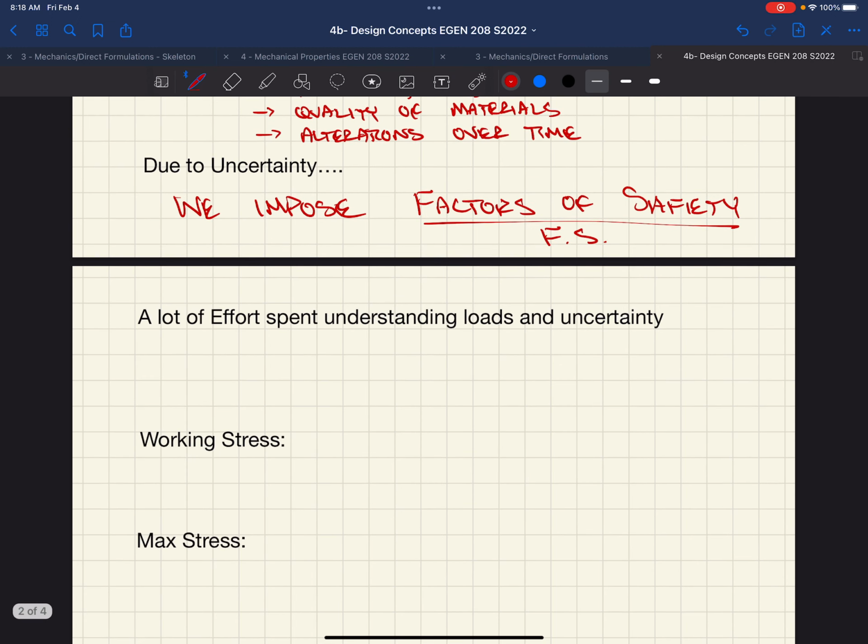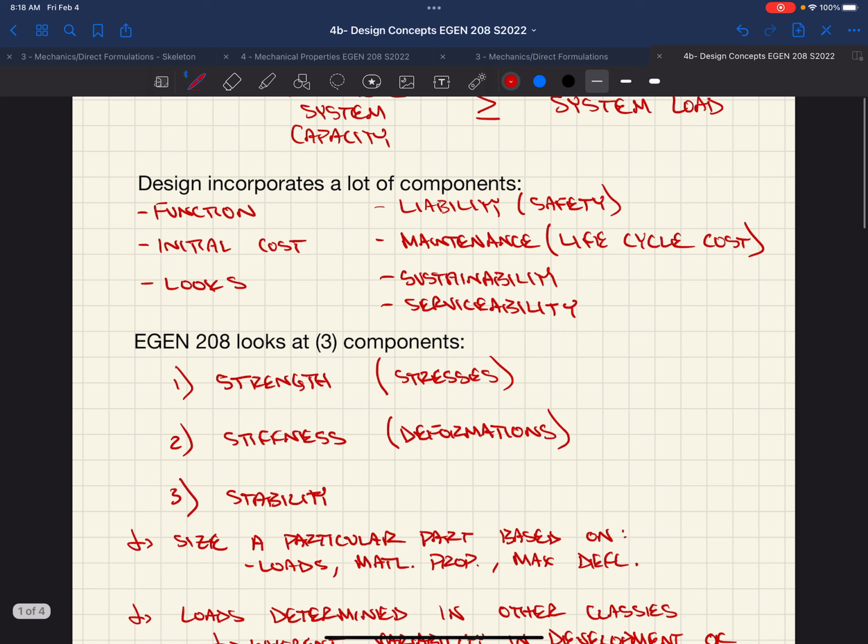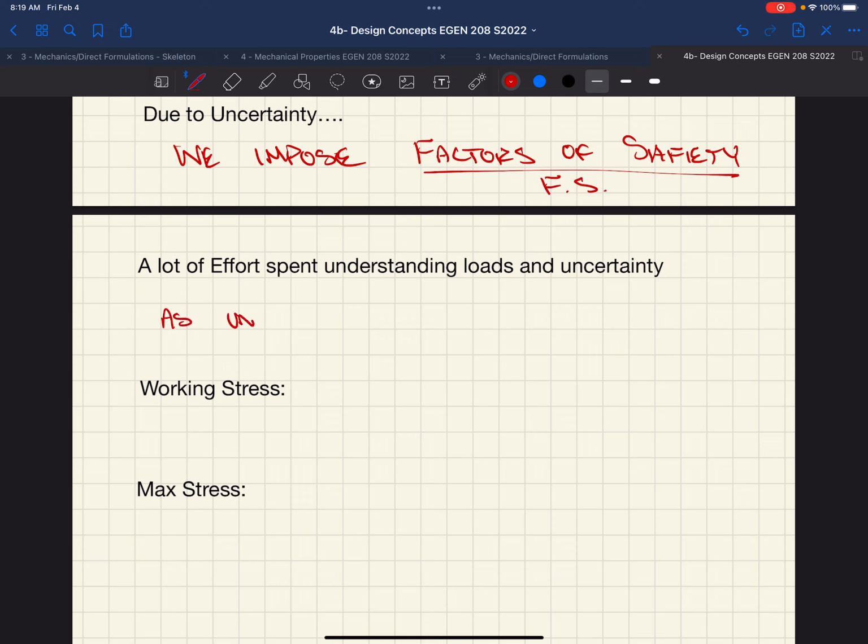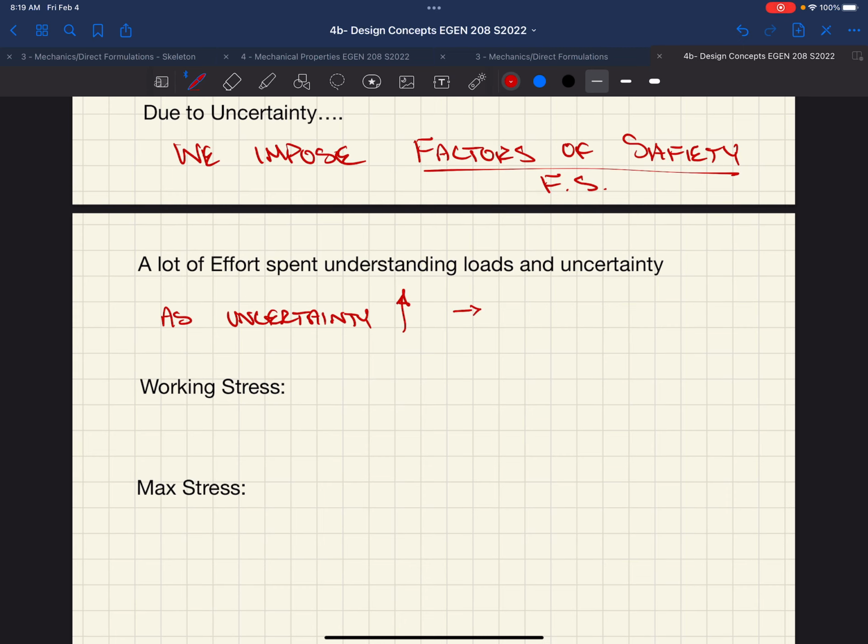And as I mentioned before, one of the considerations for design of any component is its initial cost, life cycle cost, right? Money drives a lot, okay? Economy. It's got to make sense from a fiscal standpoint in order for it to get built. And so a lot of effort is spent understanding the loads and uncertainty, because as our uncertainty goes up, our factor of safety goes up, right?